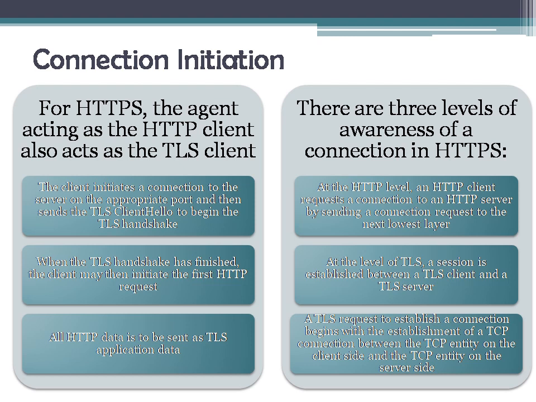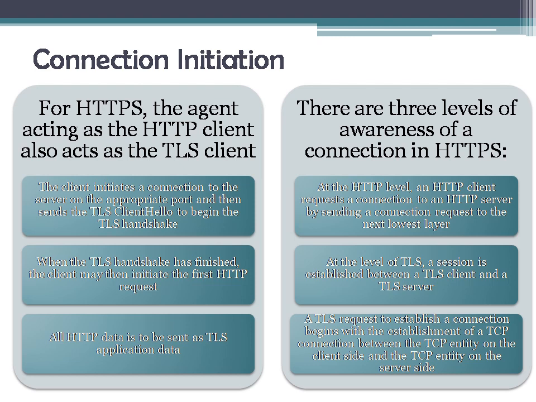First, let us have a look at connection initiation, or the steps involved in initiation of the connection in HTTPS. For HTTPS, the agent acting as the HTTP client also acts as the TLS client. The client initiates a connection to the server on the appropriate port and then sends the TLS client hello to begin the TLS handshake. When the TLS handshake has finished, the client then initiates the first HTTP request. After that, all HTTP data is to be sent as TLS application data.